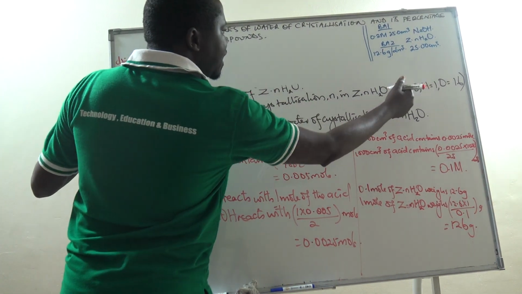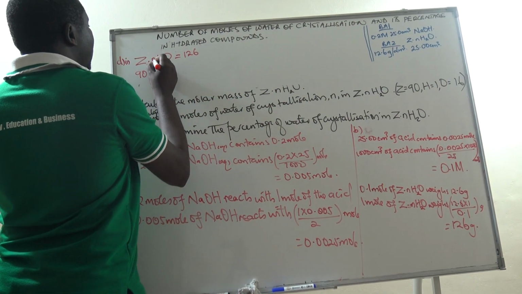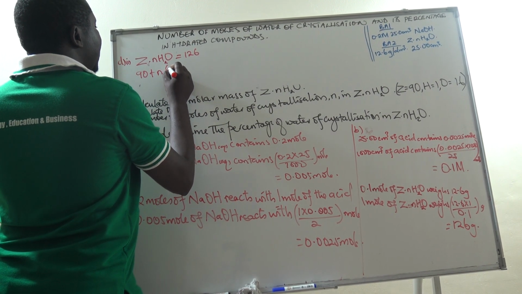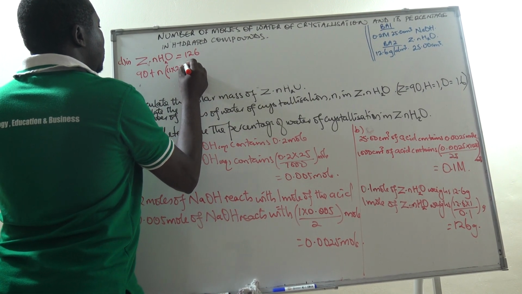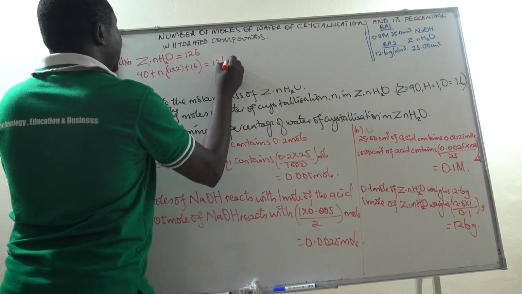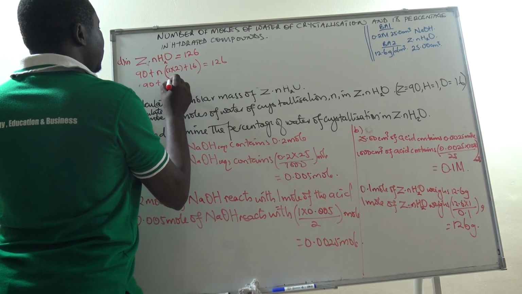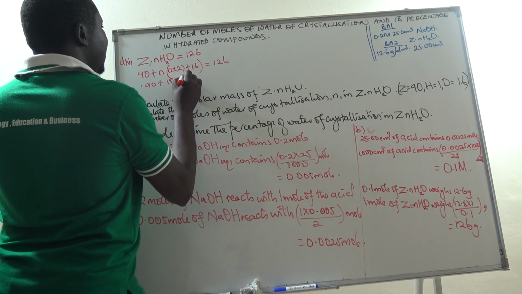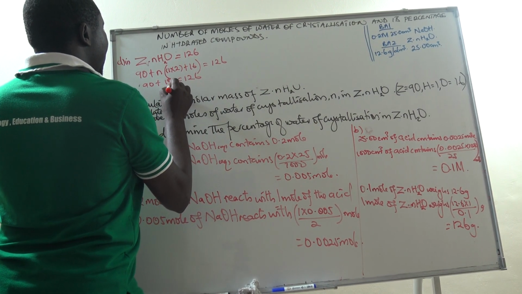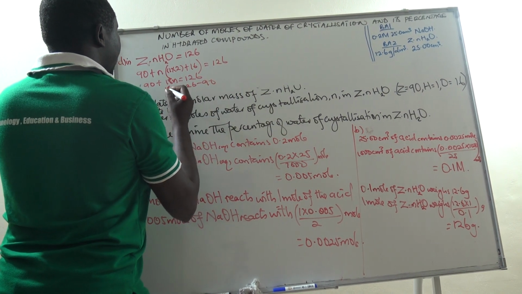We have been given that Z is 90. So it is 90 plus the whole of n times water, that is 1 times 2 plus 16. And we equate it to 126. So 90 plus 18n is equal to 126. And 18n is equal to 126 minus 90.